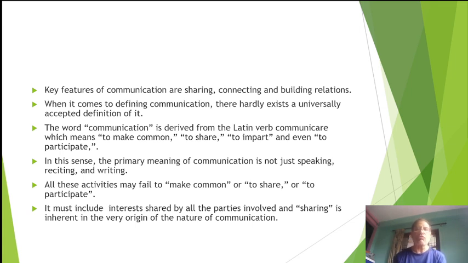The word communication is derived from the Latin verb communicare, which means to make common, to share, to impart, and even to participate. These are the different meanings of communication, right? In this sense, the primary meaning of communication is not just speaking, reciting, and writing. It is just making common, sharing the idea, participating in the activities. That is called communication, right?